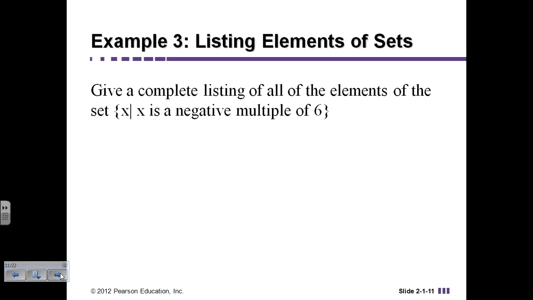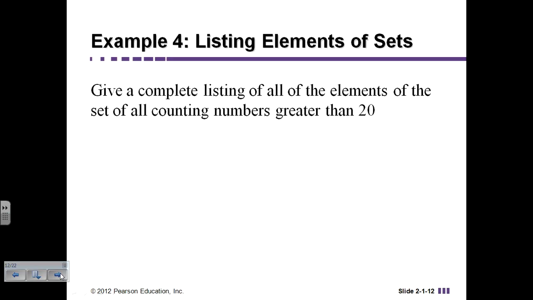Give a complete listing of all of the elements of the set x such that x is a negative multiple of 6. Multiples mean that I can multiply by 6 and get the number, such as 6 times 1, 6 times 2, 6 times 3. Negative means the numbers have to be negative, so I would be multiplying by -1, -2, -3. So negative multiples of 6 would be the numbers -6, -12, -18, -24, and the list continues on infinitely. So you'll notice that we use the ... symbol to represent that it is an infinite set, and we're going to talk about that some more.